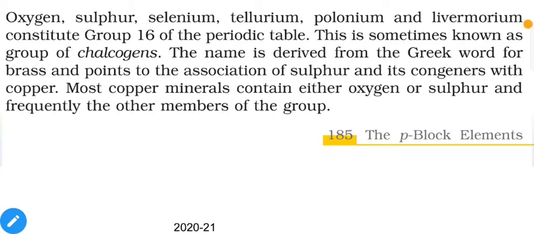The name is derived from the Greek word for brass and points to the association of sulfur and its congeners with copper. Now, congeners are biologically effective drugs or compounds, that means it affects body and brain. Most copper minerals contain either oxygen or sulfur and frequently the other members of the group. The simple reason is that they are electronegative elements and they can form multiple bonds. Oxygen and sulfur usually form two bonds at a time, so they are divalent and electronegative elements. That's why they easily attach with metals.